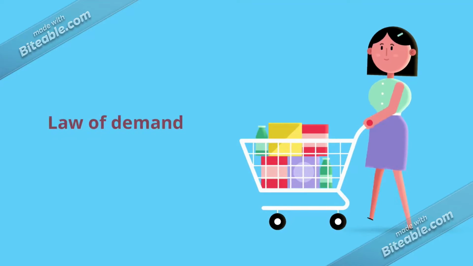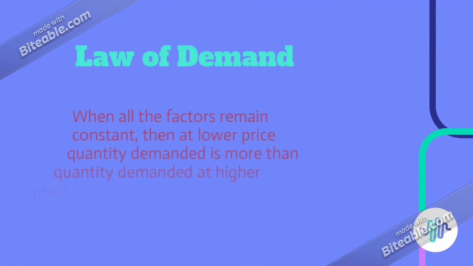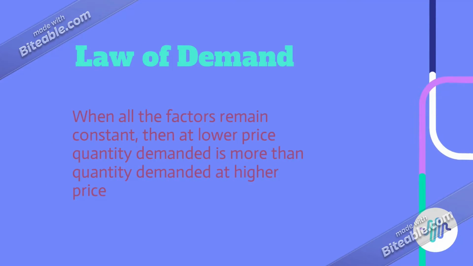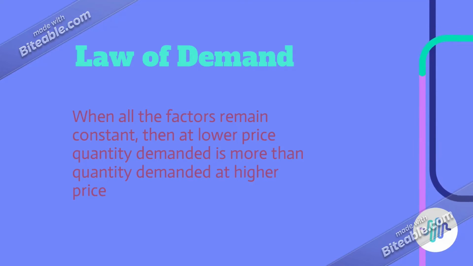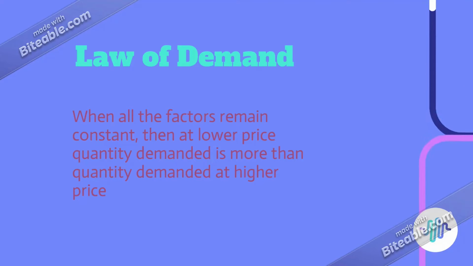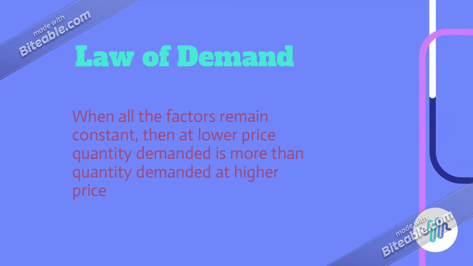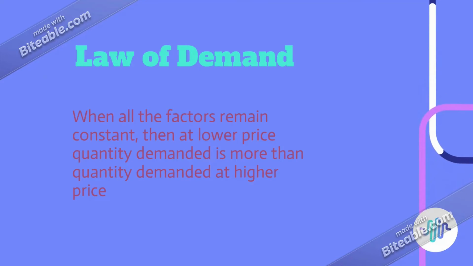So now let's see what is the law of demand. When all the factors remain constant, then at a lower price, quantity demanded is more than quantity demanded at a higher price. That means the factors which I have mentioned here are the elements on which demand depends. As we studied earlier, that is price of the product, price of the related product, income of the consumer, taste and preferences, right?